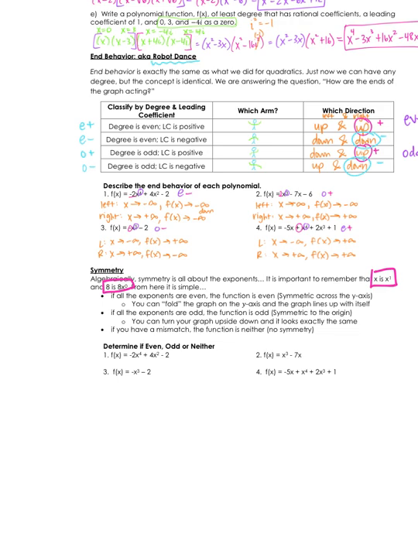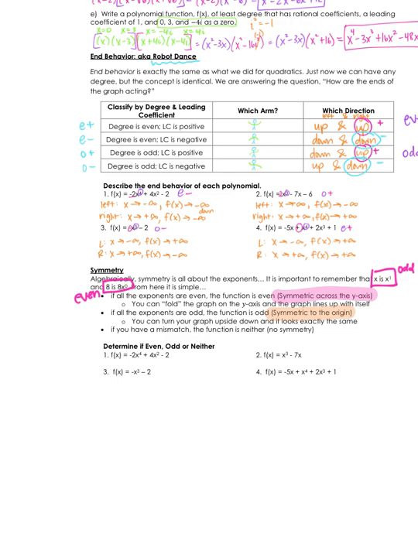So x to the 1 would be odd, and this 8x to the 0 would be even. So if the exponents are even, then the function is even, which means it is symmetric across the y-axis, which means it flips across the y-axis. You could fold it on the y-axis, it's going to line up. If all of the exponents are odd, then the function is odd. That means it's going to be symmetric about the origin. You can turn your graph upside down. It's going to look exactly the same. No change whatsoever.